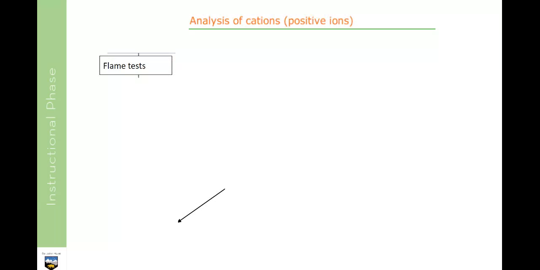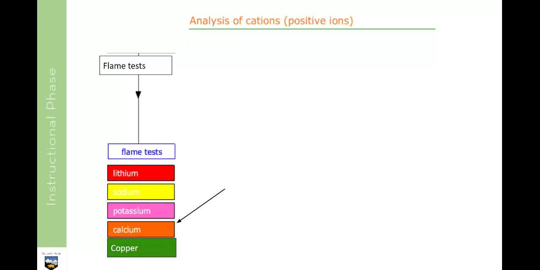So just to visualize these different tests for positive ions, there's a nice diagram. Firstly, we would do a flame test. So if we had an unknown sample and we wanted to know what metal ion was in it, we'd do a flame test. And remember, guys, for the flame test, lithium should give a red colour, sodium gives yellow, potassium gives lilac, calcium gives orangey red, and copper gives a green flame.